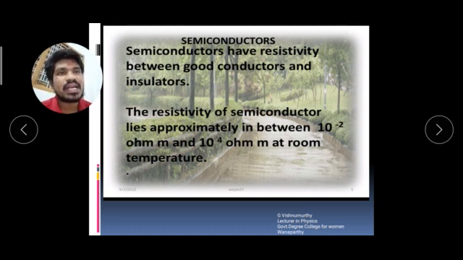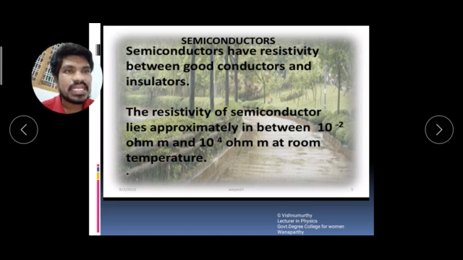Those materials are called semiconductors. Sometimes the semiconductors act as insulators, sometimes they act as conductors. For example, at room temperature, the semiconductors do not allow the current to pass through them. If you increase or decrease the temperature, then the semiconductors will freely allow the current. That's why their electrical properties lie between insulators and conductors. Those materials are called semiconductors.